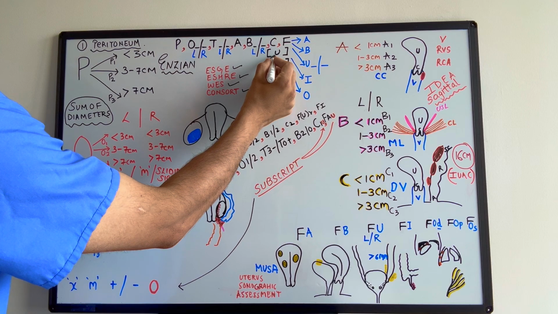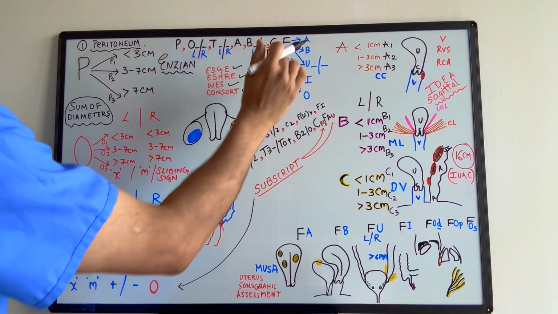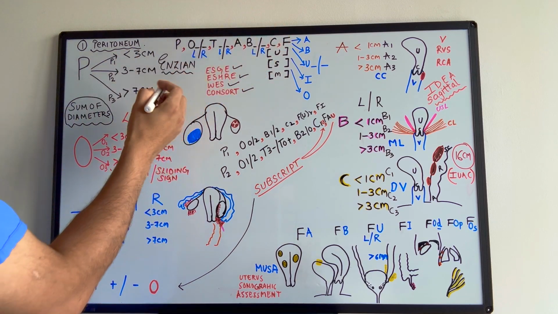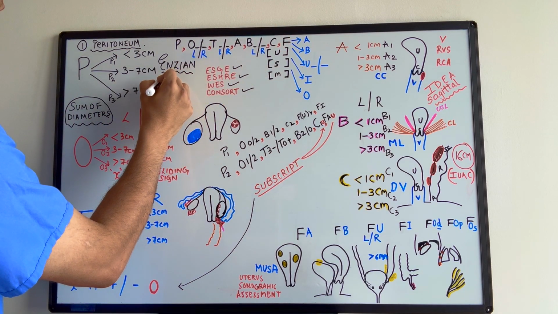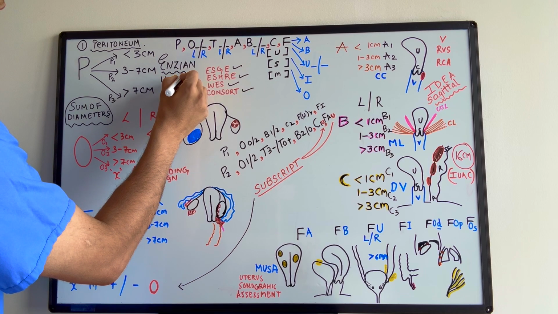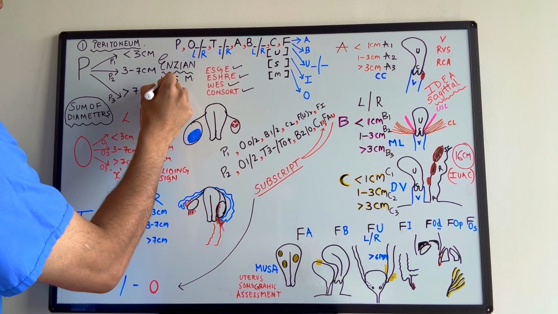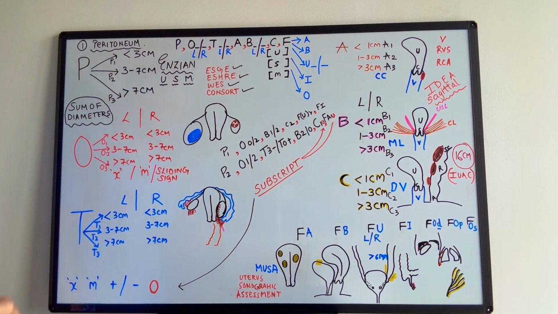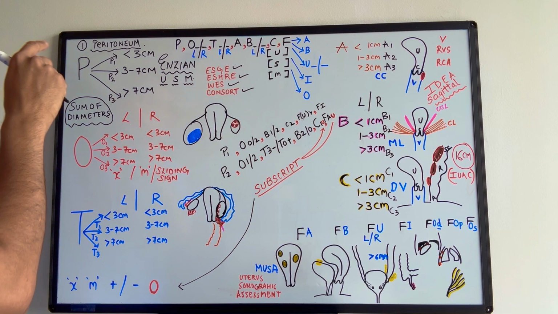Here we have three letters that are not a part of the classification, but when we tell Enzian classification, we tell them whether it's Enzian U, Enzian S, or Enzian M. U stands for ultrasound, S stands for surgery, and M stands for MRI scan. So let's come back to the peritoneum.